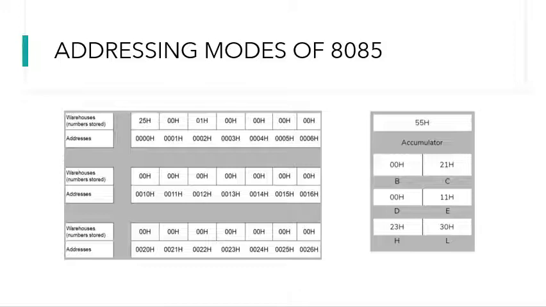Also, there are some special warehouses in the colony which have special names allotted to them. These represent our registers B, C, D, E, H and L, and they are organized in pairs. Here is a visual representation of the registers in 8085. Some other registers such as the program status word and stack pointer are not shown here.